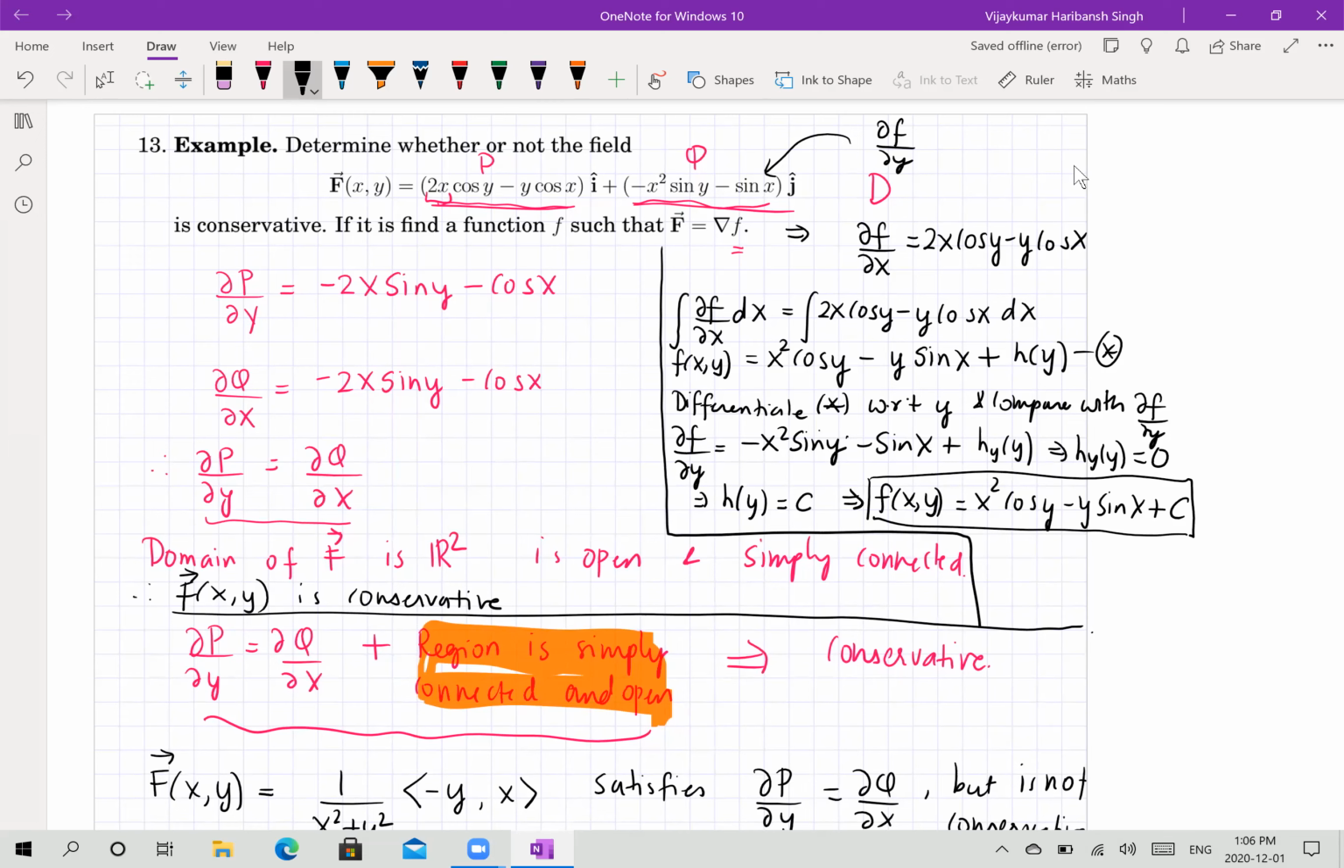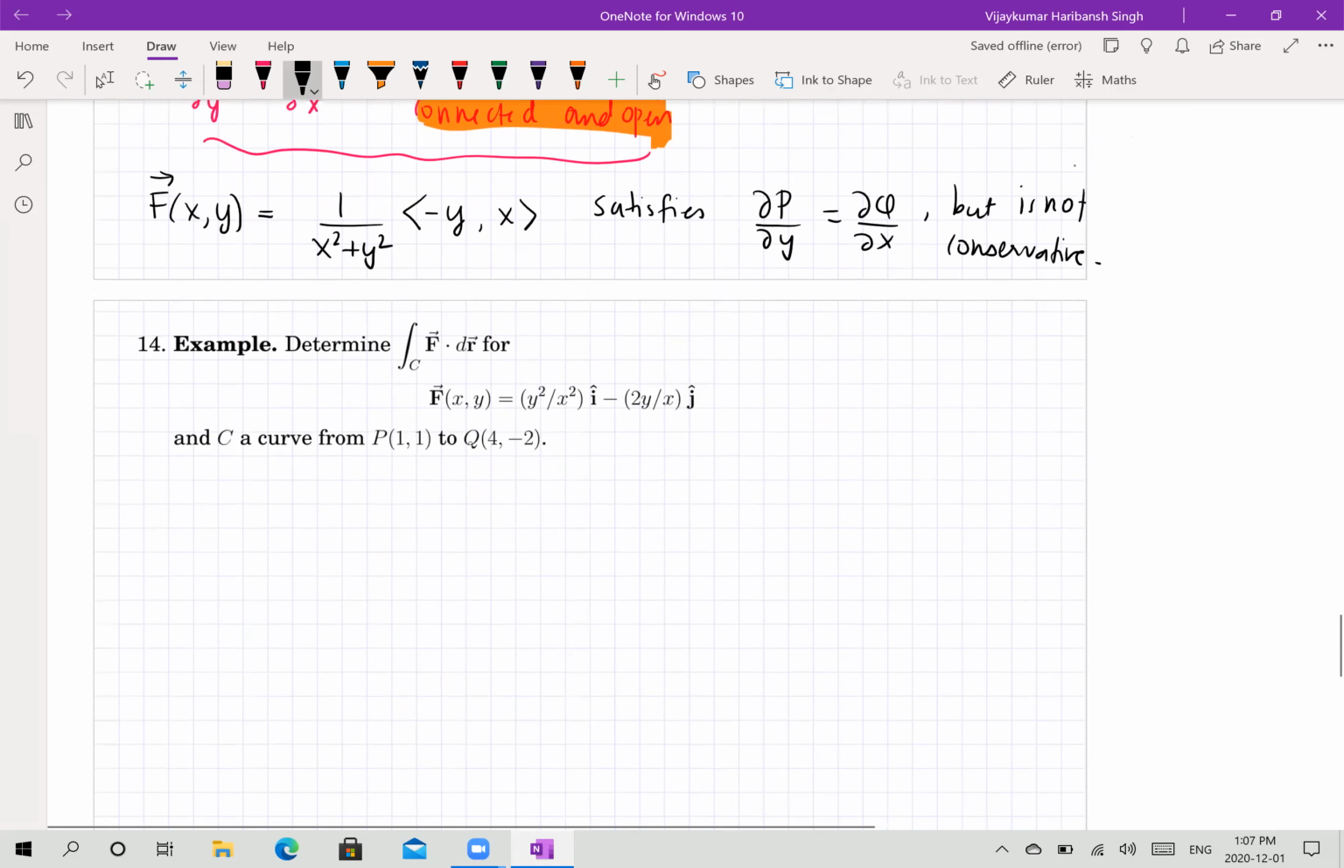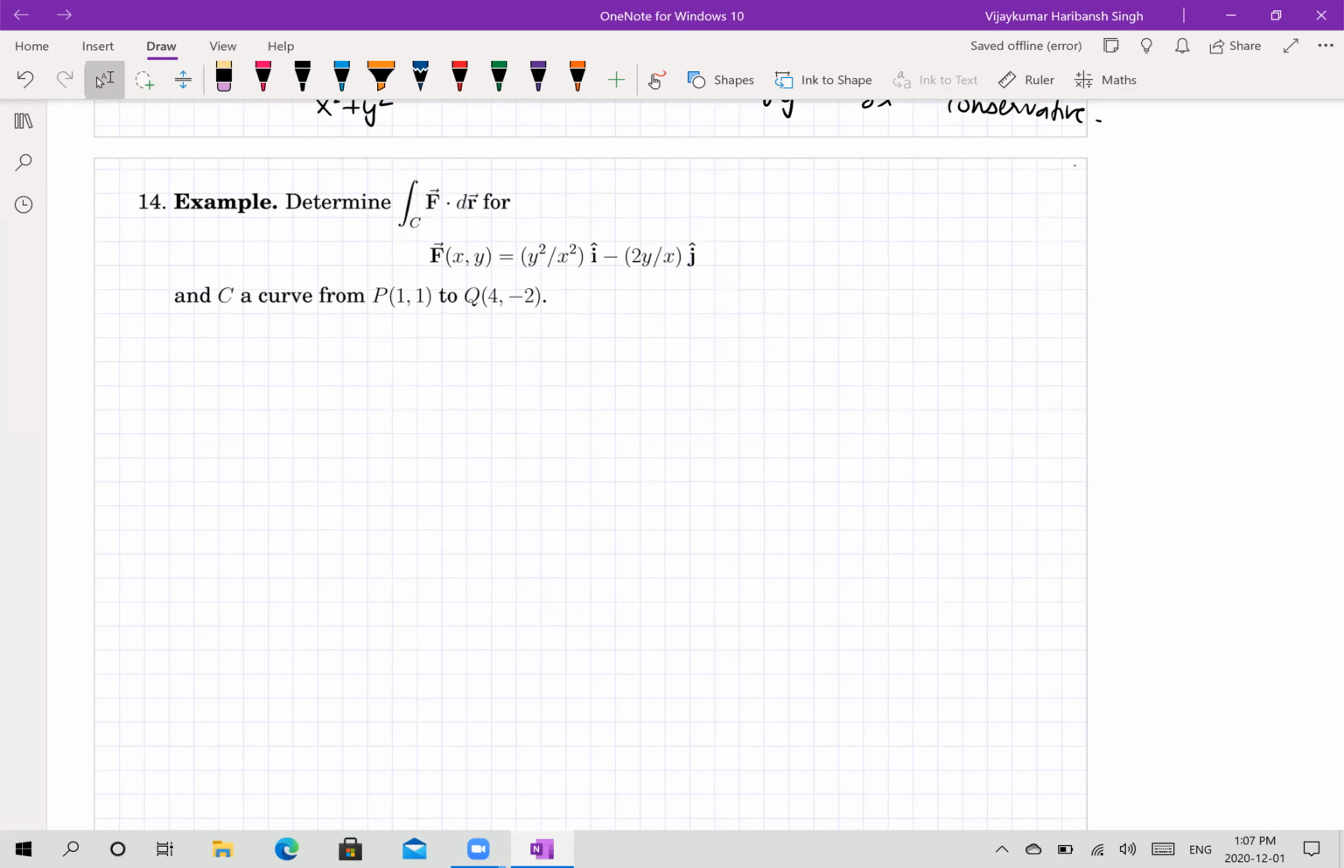Okay. You will see the similarity with exact differential equations if you do a course on differential equations. Here we were able to prove that it's conservative because the condition was satisfied, and we were able to find the potential function f. Okay, let's do the following.